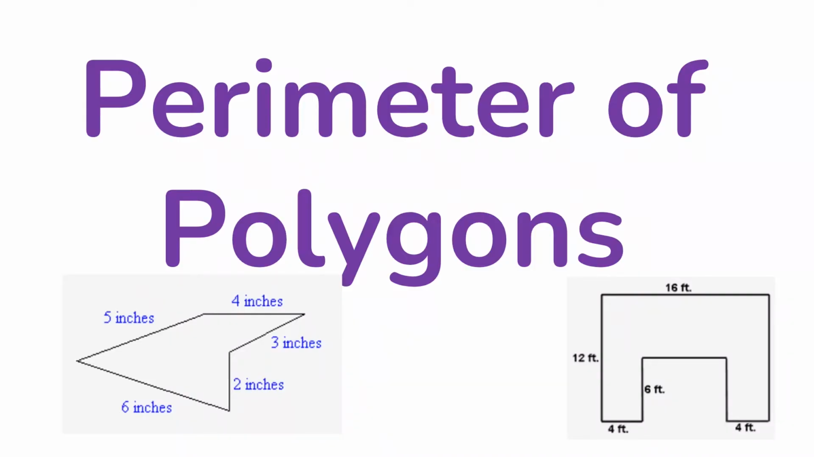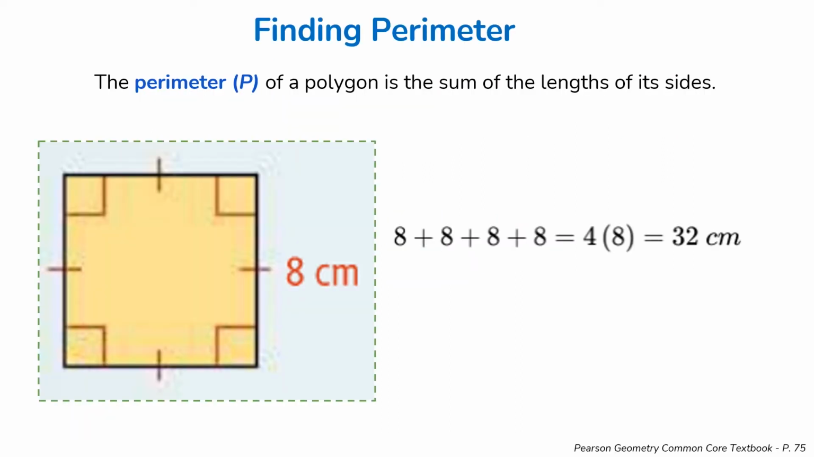Let's take a look at the perimeter of polygons. Remember, the perimeter of a polygon is the sum of all of the lengths of the sides. If we look at this square here, we know that a square has all equal sides. So if one side is 8, then each other side is 8.